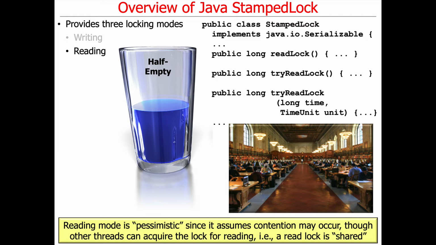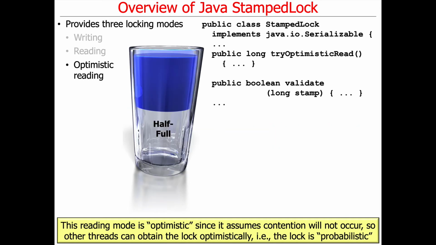There's also a reading locking mode, which again has 3 methods that we'll talk about soon. Once again, reading mode is pessimistic. It also assumes contention may occur, although other threads can acquire the lock for reading because the read lock is shared.